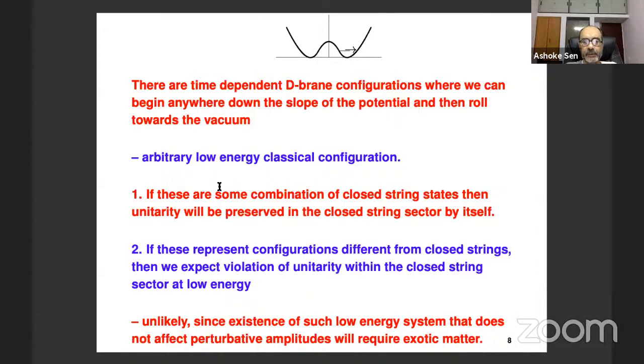And clearly, this question one could answer by testing whether the D brane amplitude, whether the closed string amplitude is unitary within the closed string sector. Because if these states really represent new configurations, then you should have violation of unitarity within the closed string sector at low energy.